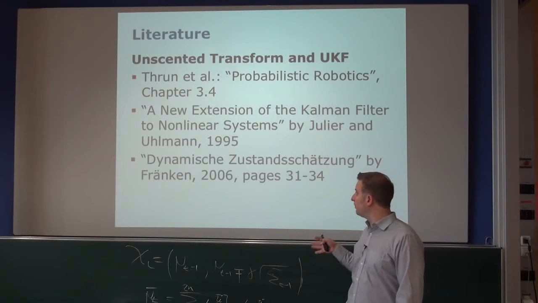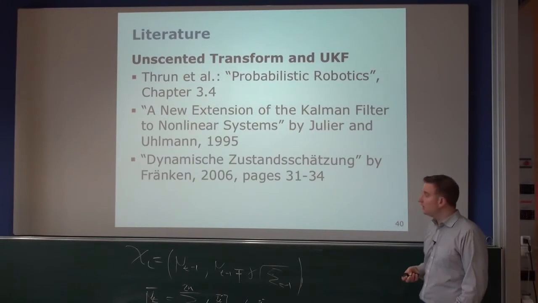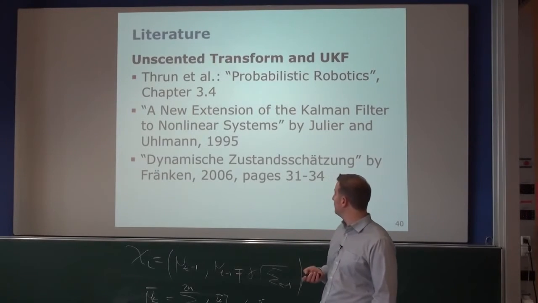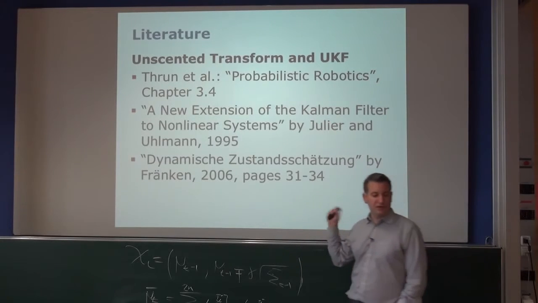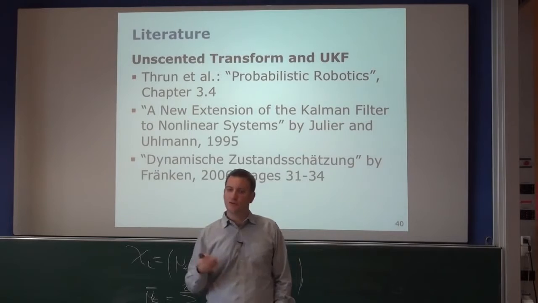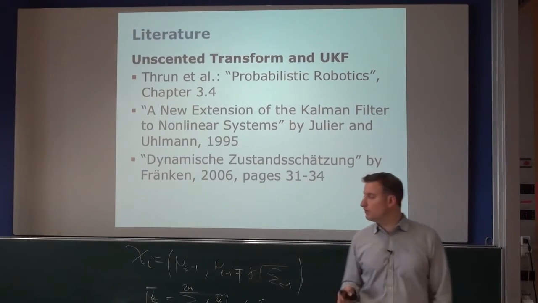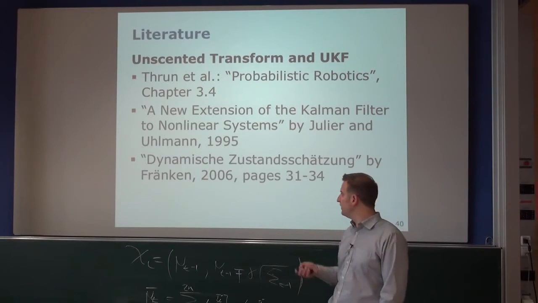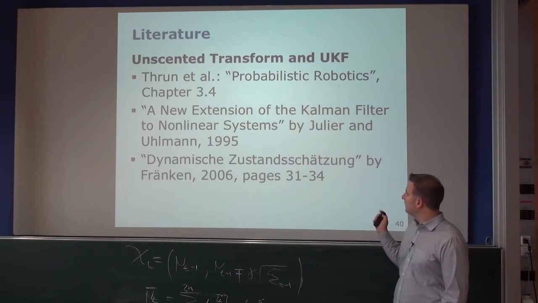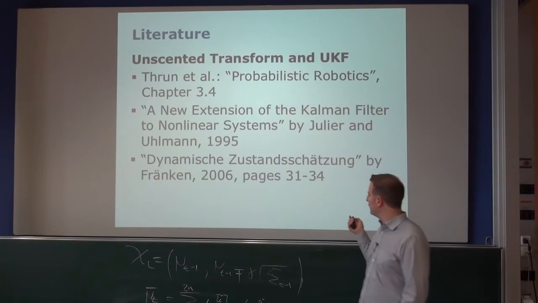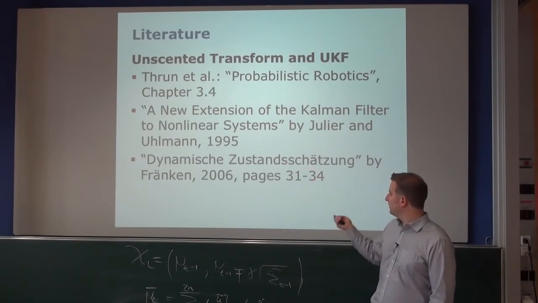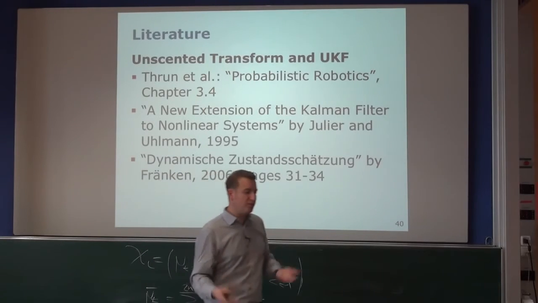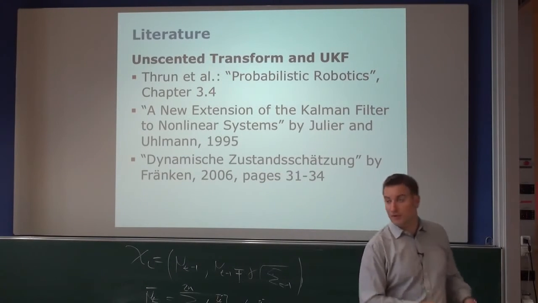There are 2 other articles, not books, which I found nice. One is "A New Extension of the Kalman Filter to Nonlinear Systems" by Julier and Uhlmann. Julier is actually one of the people behind the UKF. It's also a technique which is reasonably new, less than 20 years old compared to the Kalman filter, which dates back to the 50s. And there's also a script of another lecture on dynamische Zustandsschätzung. You find it on the web in these 4 pages. It's in German, but for those of you who may prefer German literature, I found it actually worth reading. It was well readable as well.